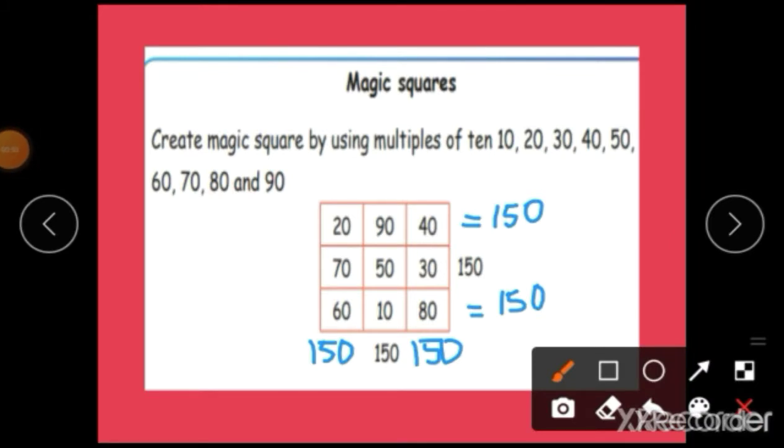Sum of the numbers in the first row: 20 plus 90 is 110. 110 plus 40 is equal to 150. So, while we are adding each row and each column, their sum will be equal to 150. While we are adding the diagonals also, we can get the number 150. That's why it is called a magic square.